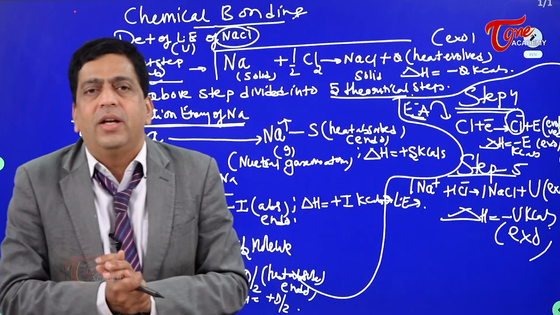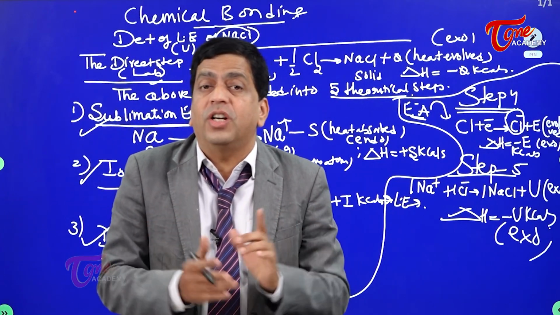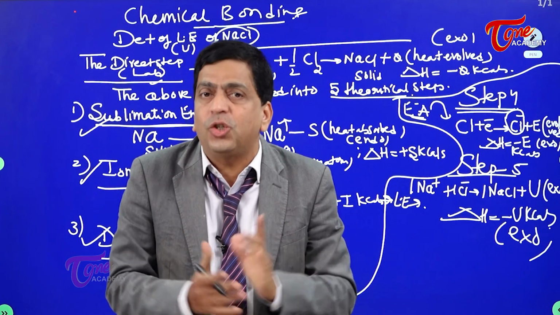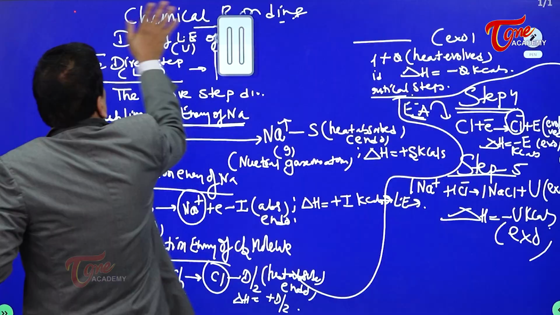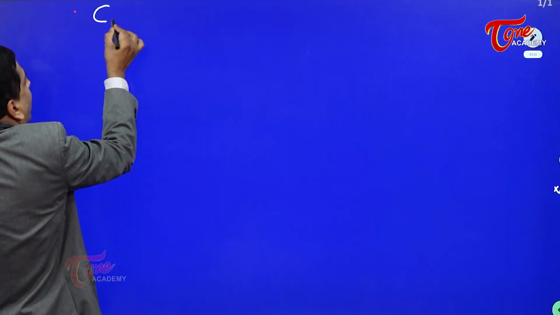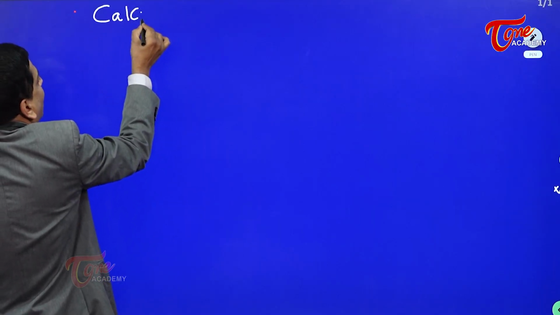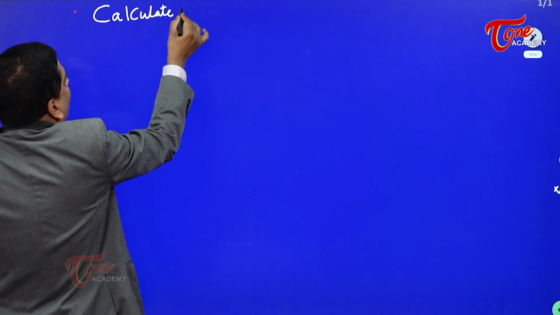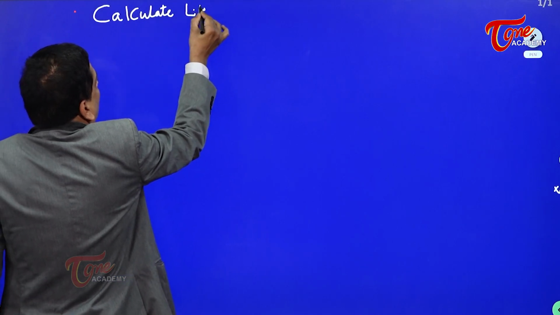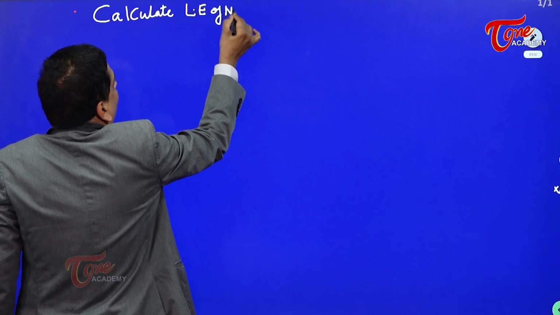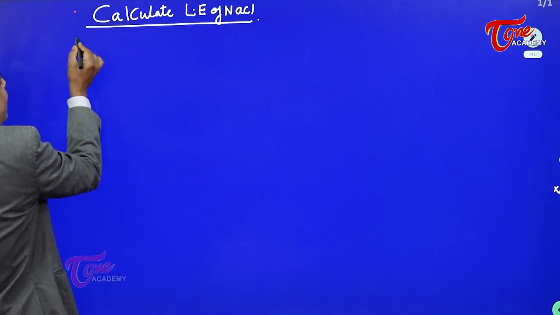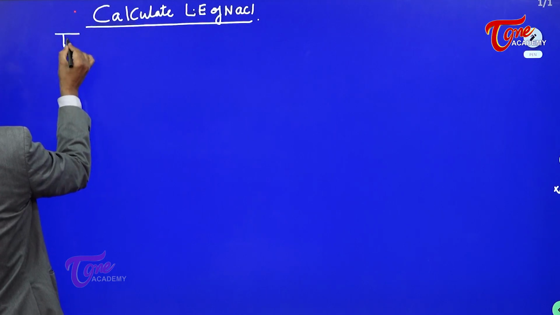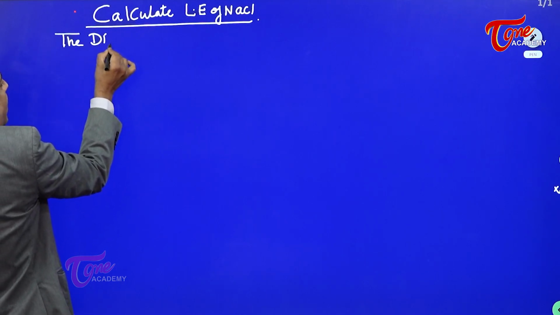Now next what? Remember the aim, we are trying to determine the lattice energy of NaCl. So if I can rewrite all this very quickly, observe carefully here, is basically to calculate the lattice energy of NaCl, right? So what we are doing is we have put the direct step, which I'm rewriting again.